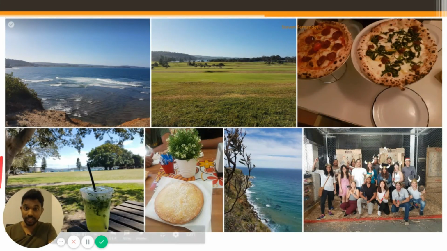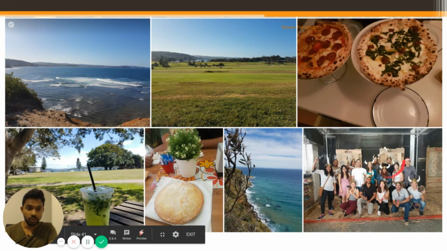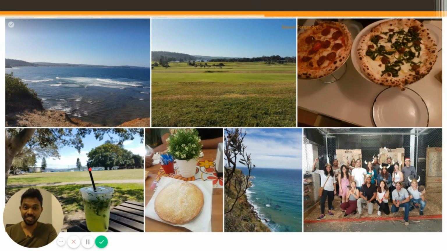Just to end it off, these are some beautiful photos of Australia. Nice beaches, good food, good people. Yeah, it's really beautiful out here. I'm so lucky that I was able to move here.